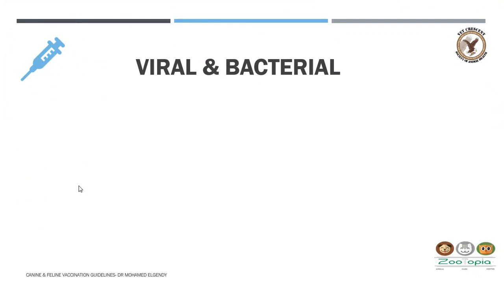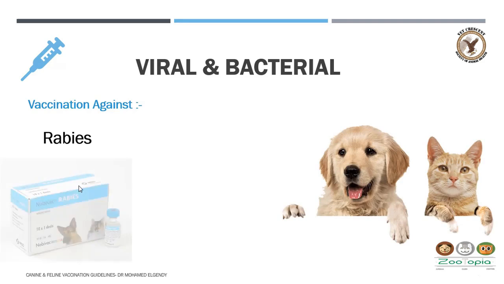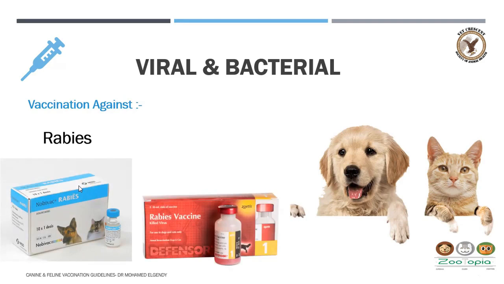So I think we now know about the viral vaccines. We vaccinate against them in dogs, and bacterial too, and in cats. And now we are going to vaccinate against rabies, and in this case we give it to dogs and cats, because rabies is a virus which infects all warm-blooded animals in this world, including humans.